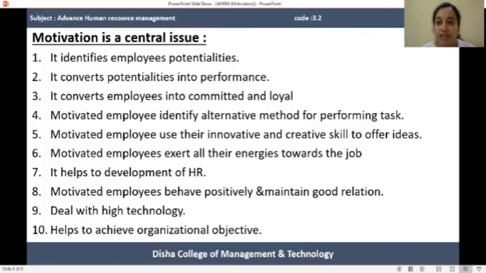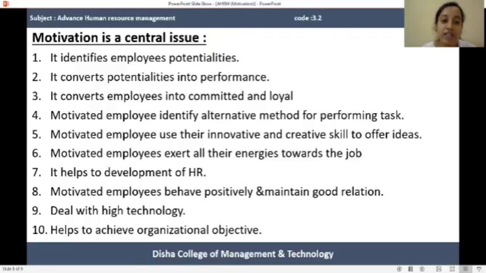If there is a system of motivation, that is, if the organization shows some attractive rewards to the employees, or shows some mechanism to satisfy the needs of human resource, then the persons are interested to exert a high level of effort, and they are interested to use all their potentialities and abilities to achieve the organizational objective and to fulfill their needs. So motivation helps the employees to identify their potentialities.